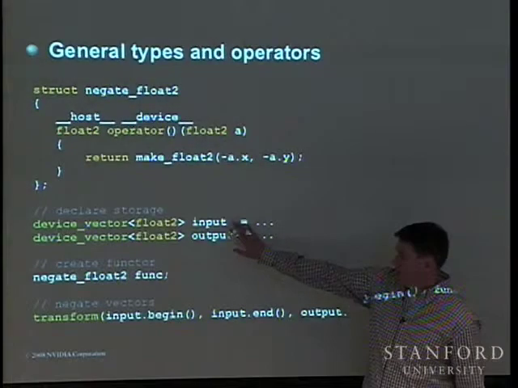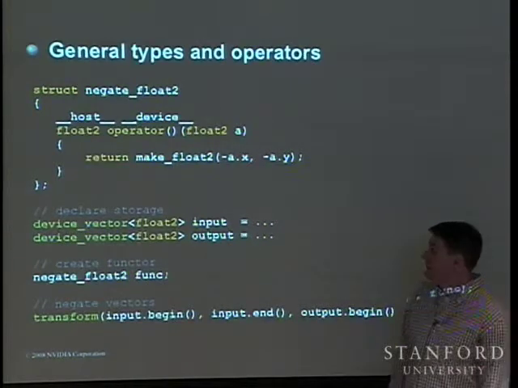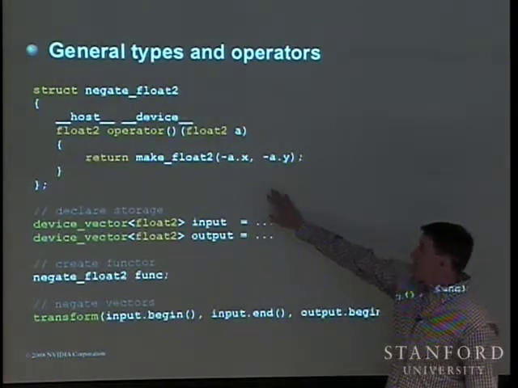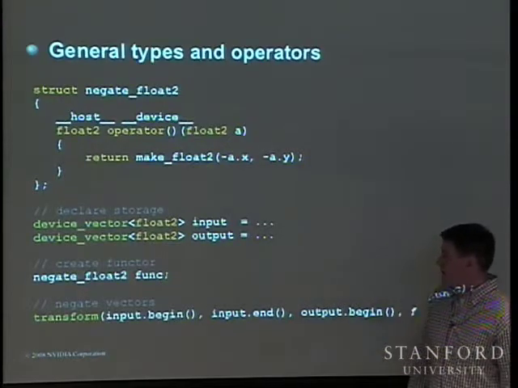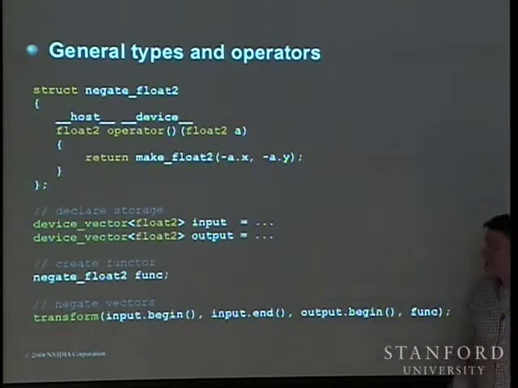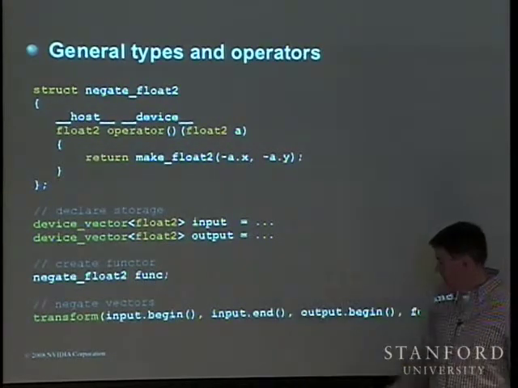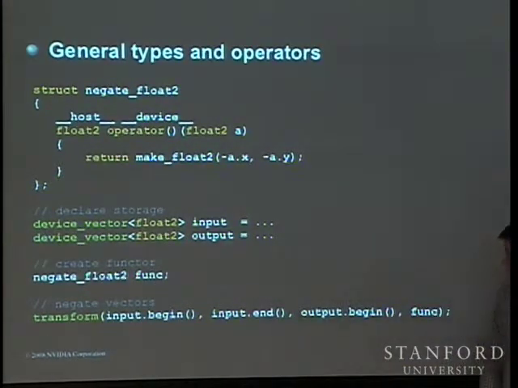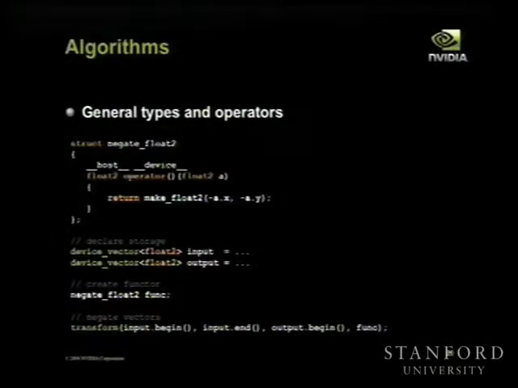You would have your sequences here, your device vectors. You'd write this functor, which just has a member that negates the floats. So it takes as argument a float2 and returns one that's been negated. And then you use the transform function, giving it the input sequence, the beginning of the output sequence, and the function that you want to apply. There's another version of the transform function that takes in 2 input sequences and writes the result to a single output. But here we're using the one-to-one transformation.